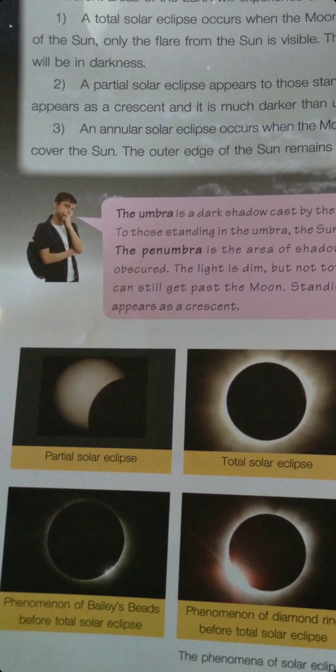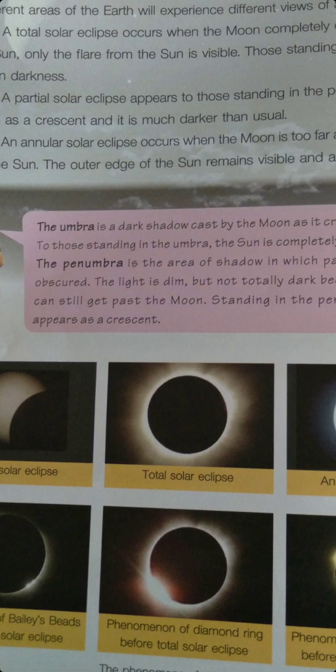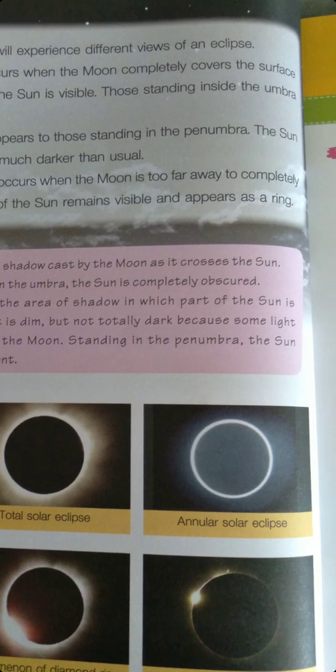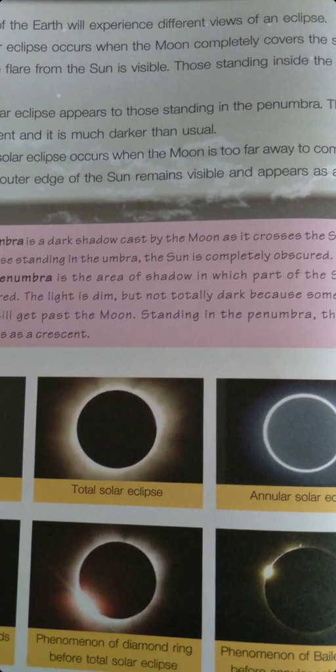So look at the picture. This is a picture of the phenomena of solar eclipse. First is the partial solar eclipse, so that's how it looks. Next is the total solar eclipse. Then the annular solar eclipse, with the clear ring.